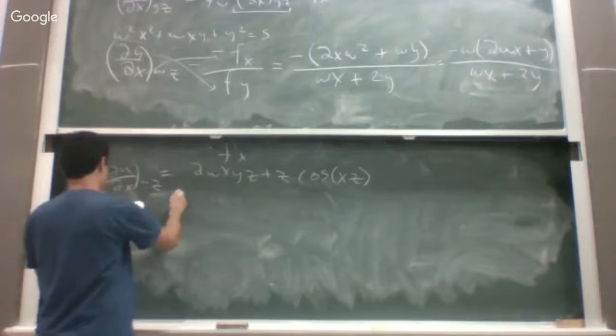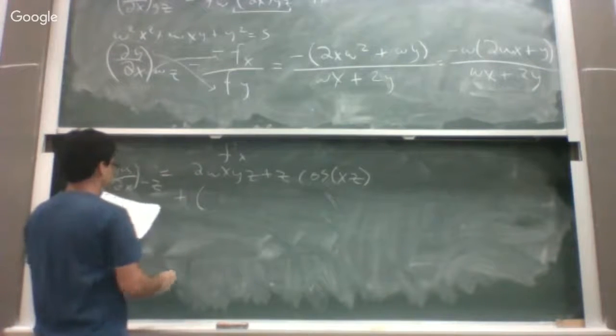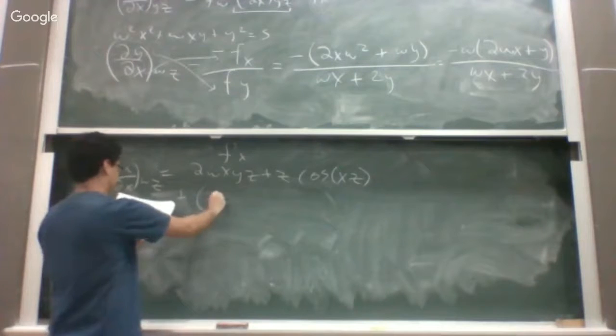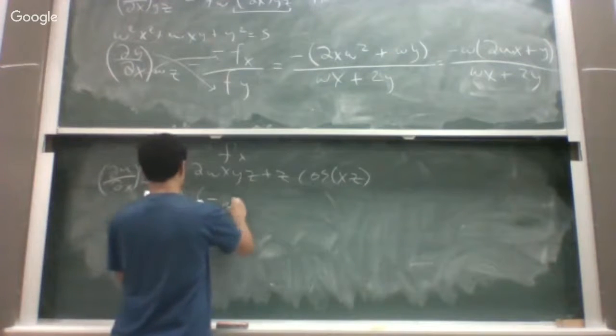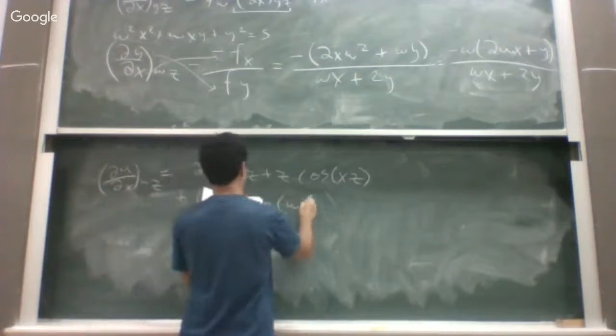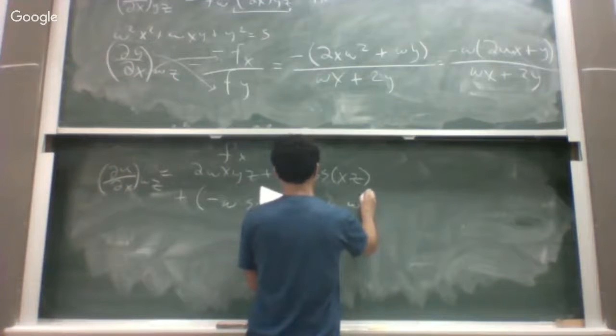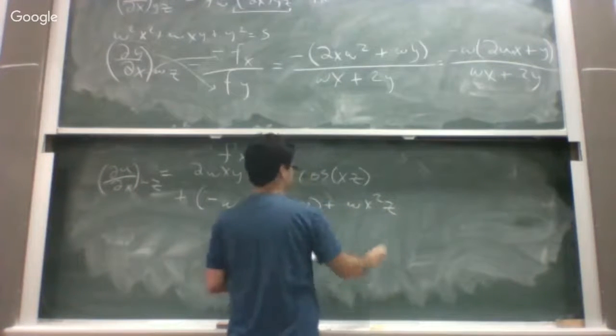Plus f of y, which is what? Negative w sine of wy. Plus wx squared, wx squared z. Good.